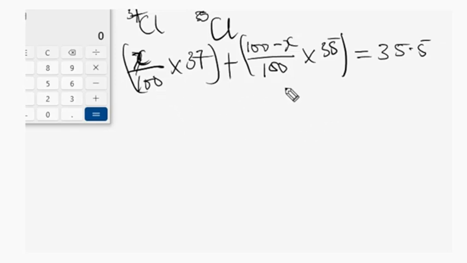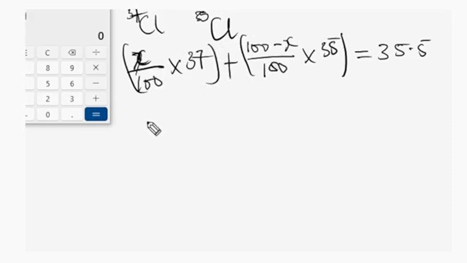So guys, you know why we have 100 minus X here? Because everything here should sum up to 100. So the value here and the value here should sum up to 100. That's why we have this.